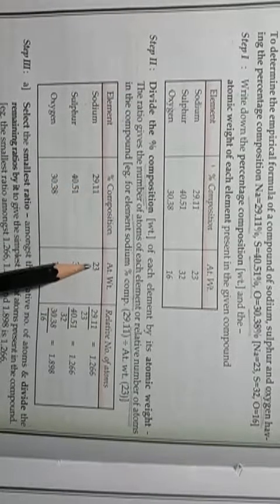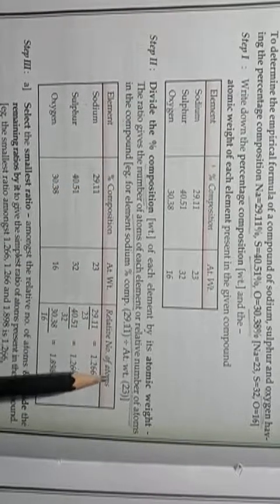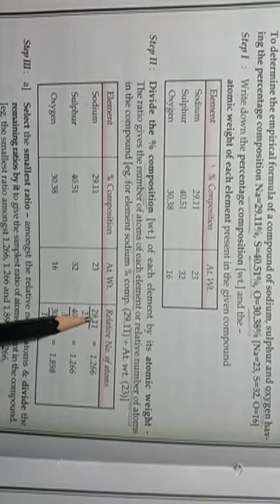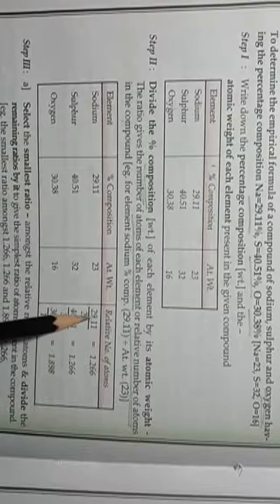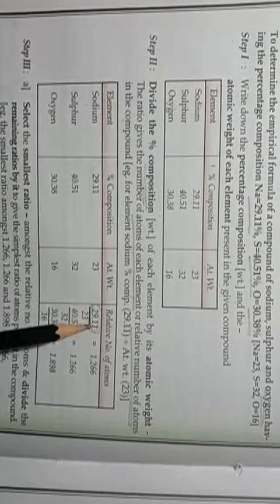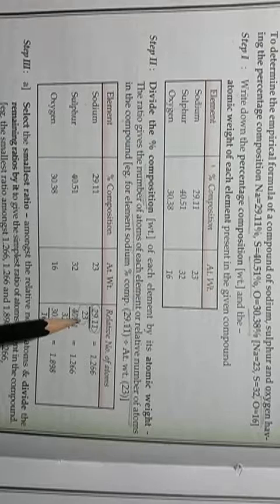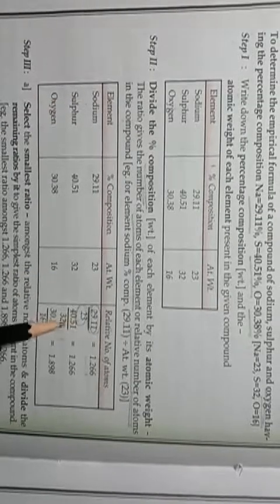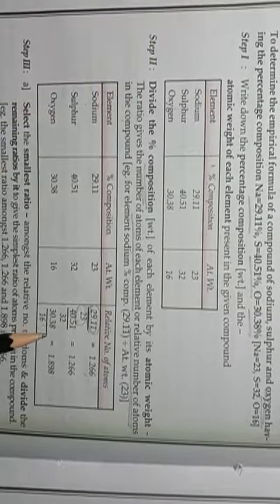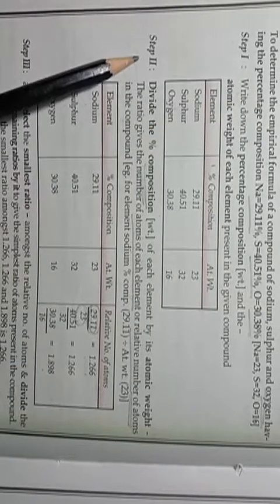So sodium percentage composition is 29.11, atomic weight is 23. So to find out the relative number of atoms of sodium in the compound, in its empirical formula, what we have to do is divide the percentage composition of sodium by its atomic weight. So this value 1.266 will become. Okay, same way for sulfur, relative number will be this, and for oxygen relative number will be this. Okay, so in second step, what have we done?